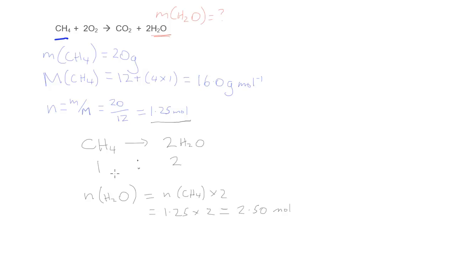And remember again, that's because we have in our equation 1 CH4 makes 2 waters. So if we have 1 mole of methane, we're going to make 2 moles of water. If we have 5 moles of methane, we're going to make 10 moles of water. In the case of 20 grams of methane, we made 1.25 moles. So we're going to make 2.5 moles of water, twice the number of moles of the methane. So once we have that, the final step is just to simply calculate the mass of our water.